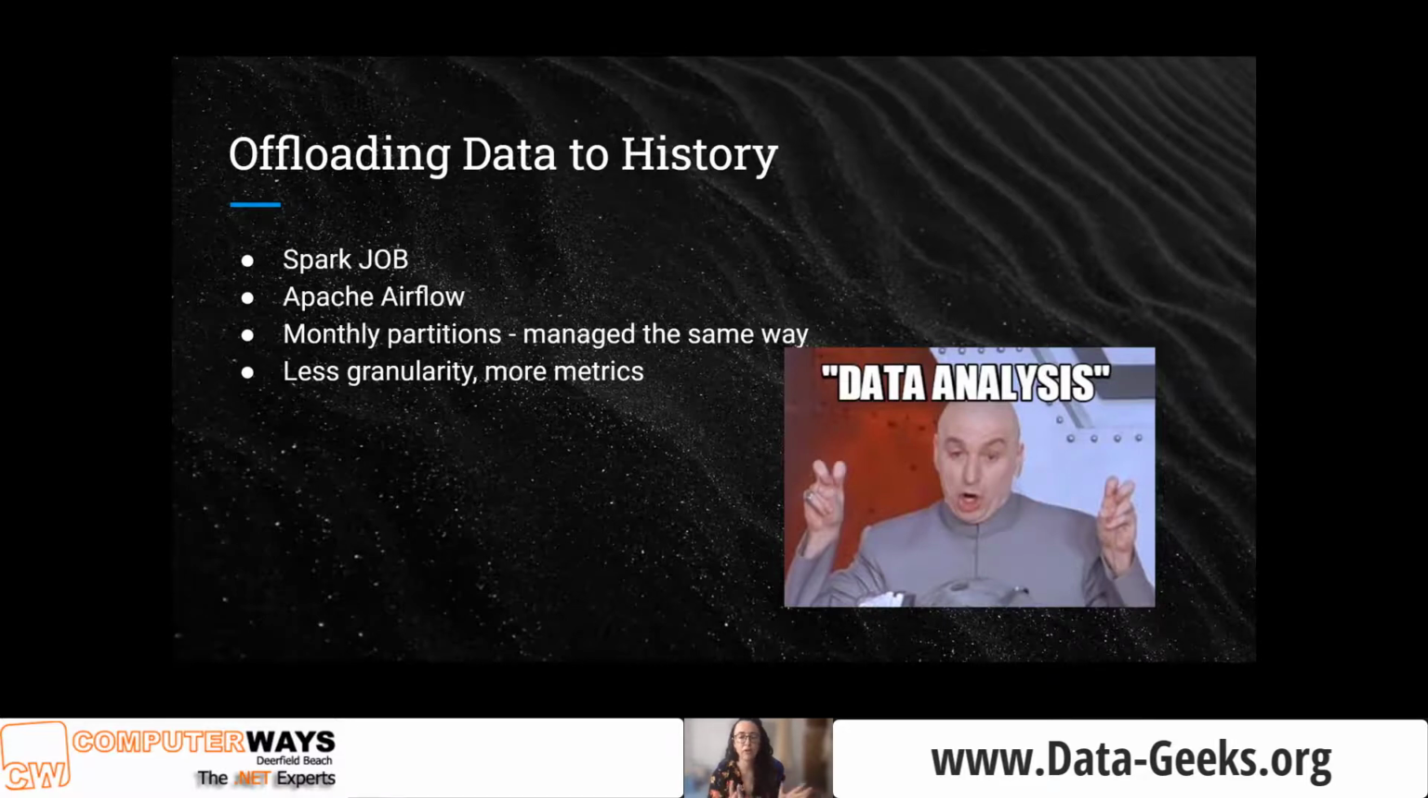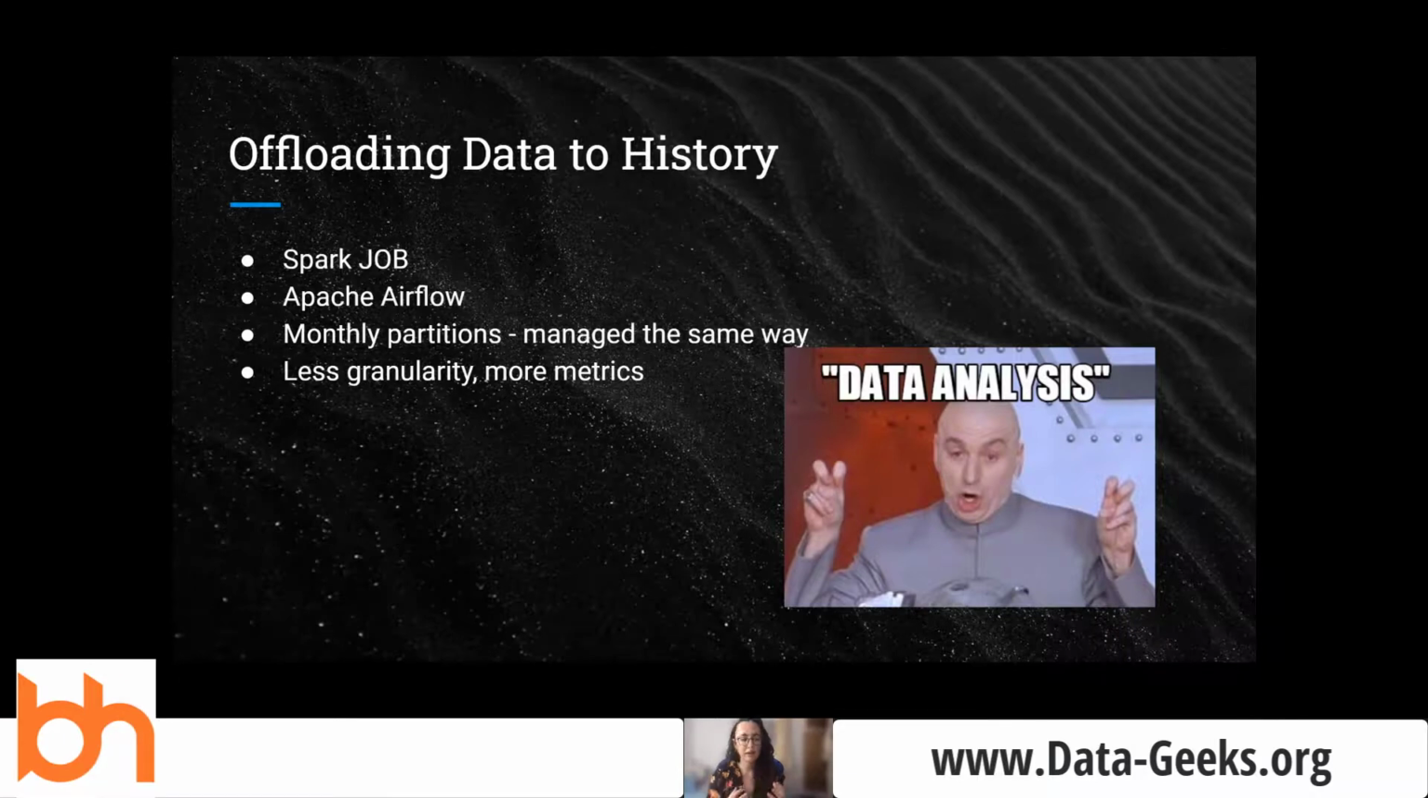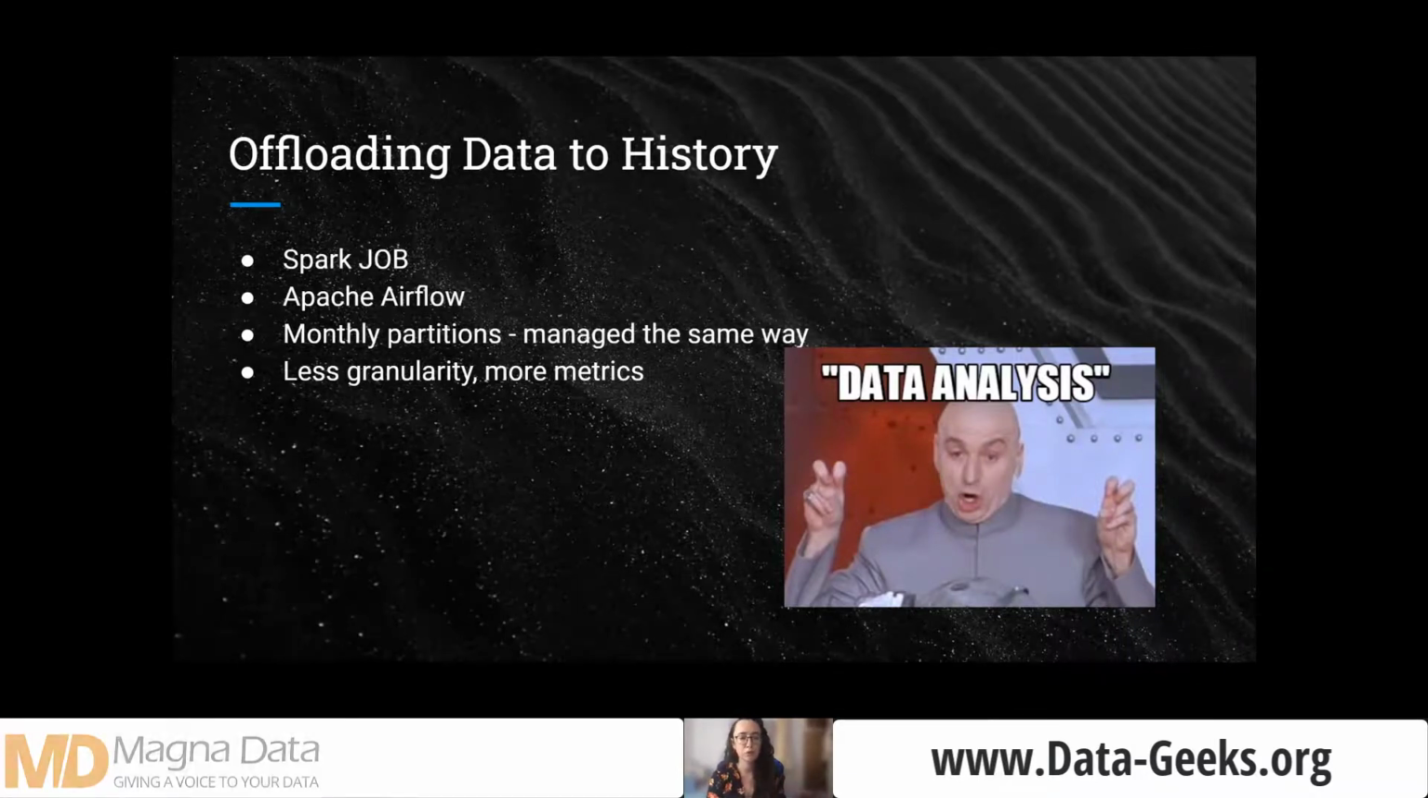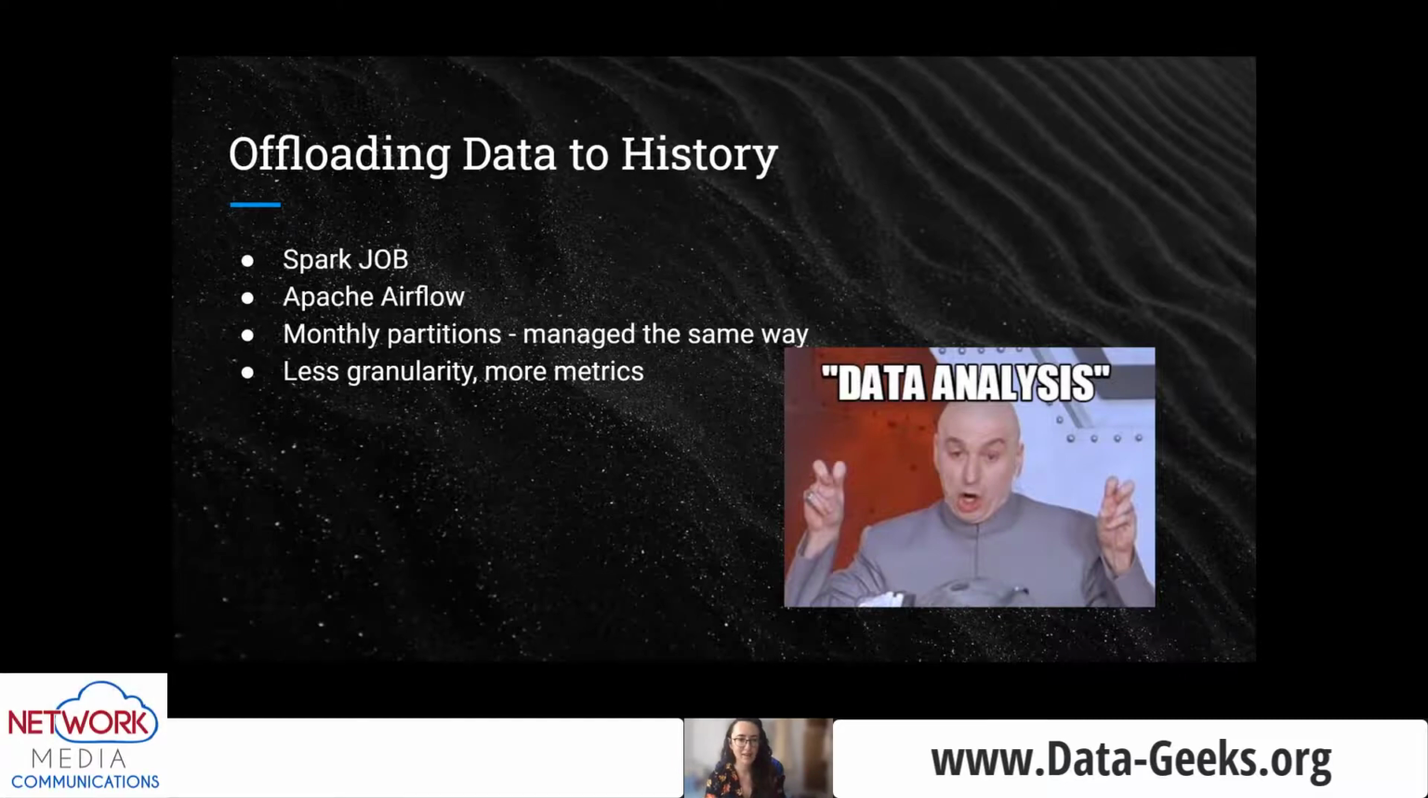We just created a Spark job that reads that old information, aggregates it, collects some cool statistics that we thought might be useful in the future regarding data arrival latency and arrival rates, and just pushes it into a different table that we can think of what to do with later on.